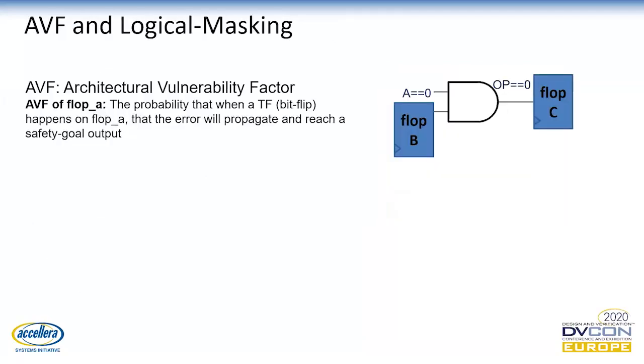And calculating these vulnerability factors is not new. A lot of the industry leaders also work on it. We'll see whoever is working. So to define AVF, it's nothing but the probability that when a transient fault occurs or a bit flip happens for a flop, it propagates to the safety goal output. Right? That's how the architecture vulnerability factor is defined.